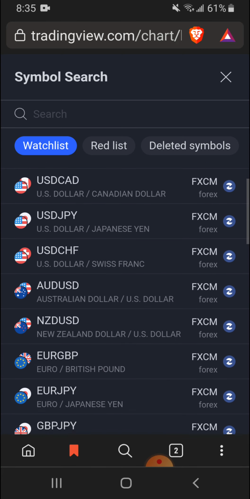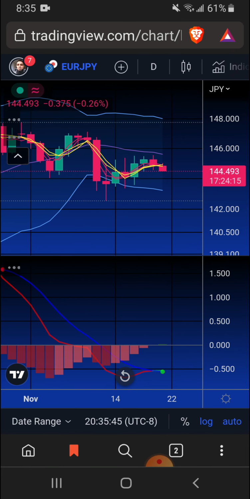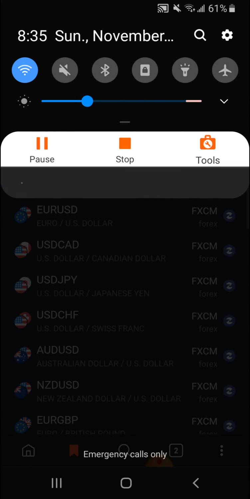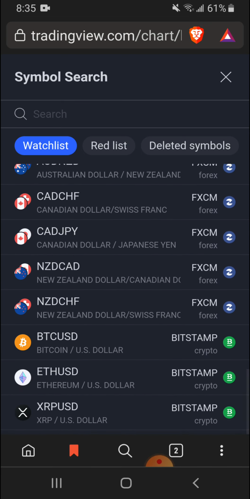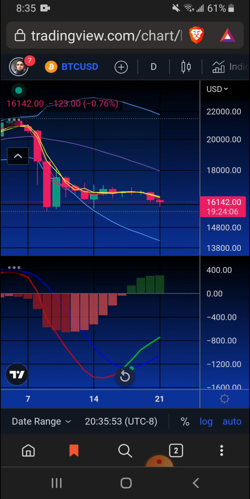Some of them look different than the major basket though, kind of having their own trend. The crosses. Whoops. So yeah, that's pretty much it. We'll move on to Bitcoin.